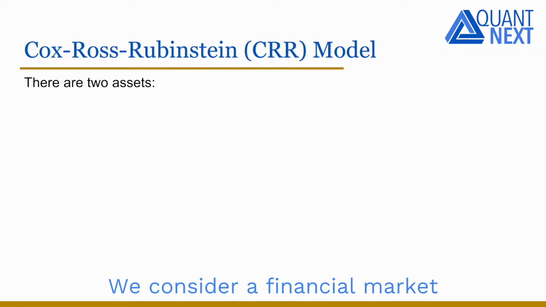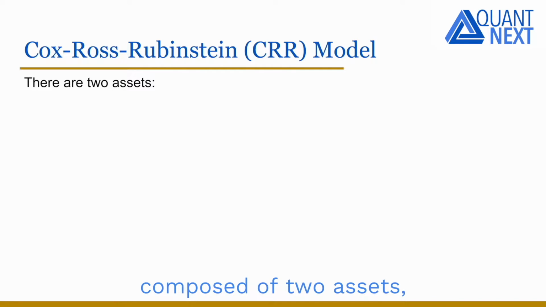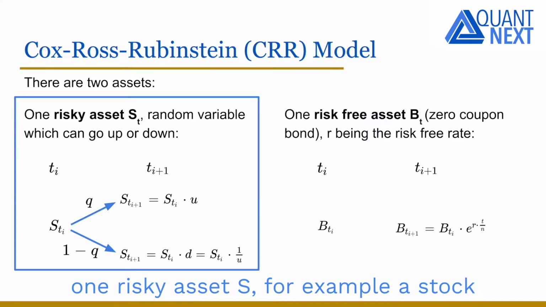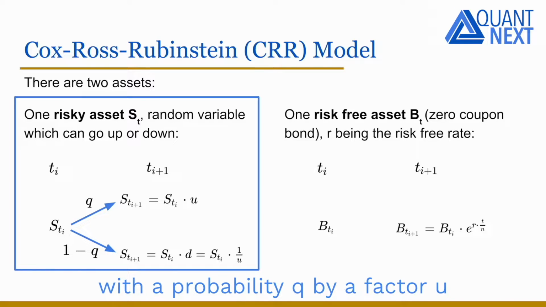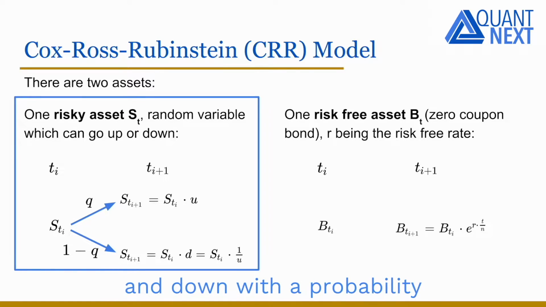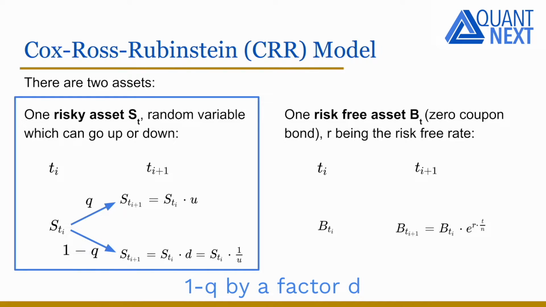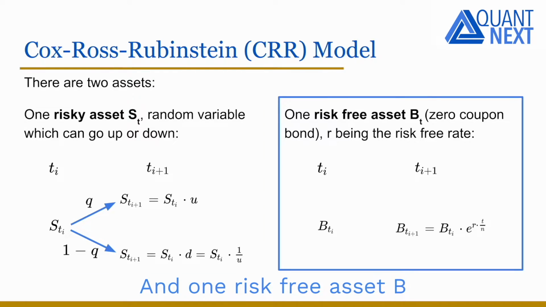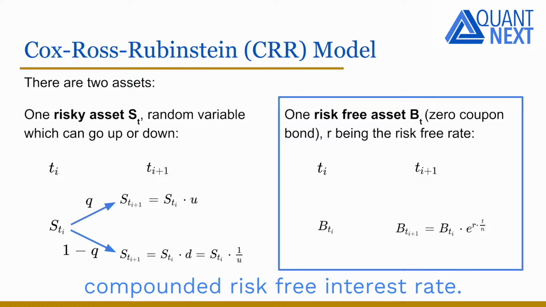We consider a financial market composed of two assets. One risky asset S, for example a stock, which can go up with a probability Q by a factor U and down with a probability 1 minus Q by a factor D at each period, with D equal to 1 divided by U. We assume it is not paying any dividend. And one risk-free asset, B, like a zero coupon bond, with R the continuously compounded risk-free interest rate.